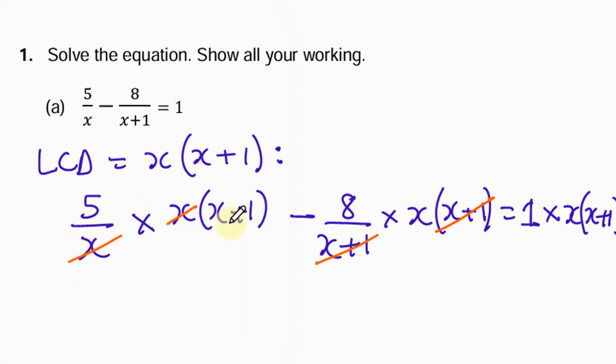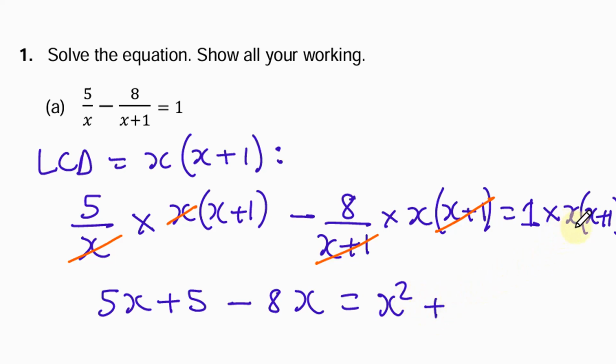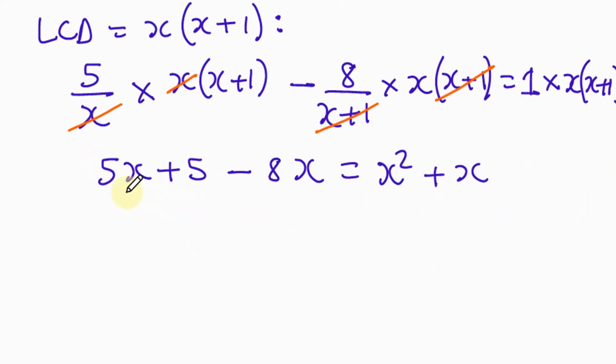So 5 times x plus 1 is 5x plus 5. Then we have a negative. Then 8 times x is 8x. On the right hand side, we can multiply out the brackets. 1 times x is x. And when we multiply x into the brackets, we get x squared. X times x is x squared. Plus x times 1 is x. We can add like terms. So on the left hand side here we have 5, and 5x minus 8x is negative 3x.